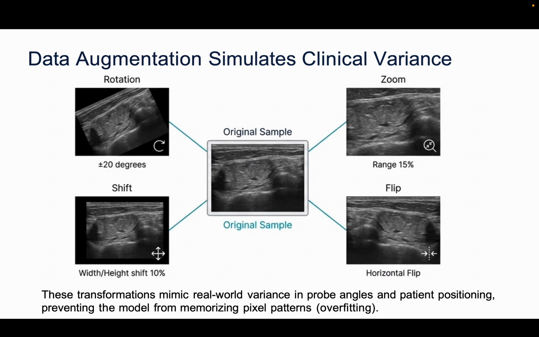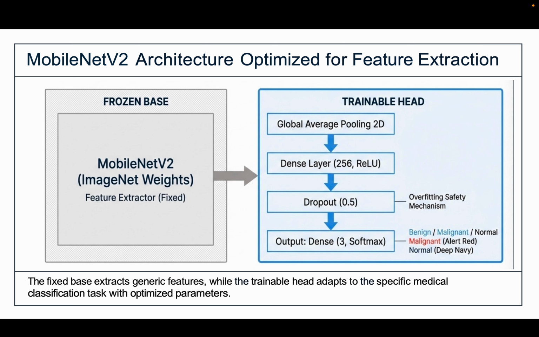To increase robustness, I applied data augmentation techniques such as rotation, shifting, zooming, and horizontal flipping. These transformations simulate real clinical variability and help reduce overfitting. I used MobileNetV2 with ImageNet weights as a frozen feature extractor.